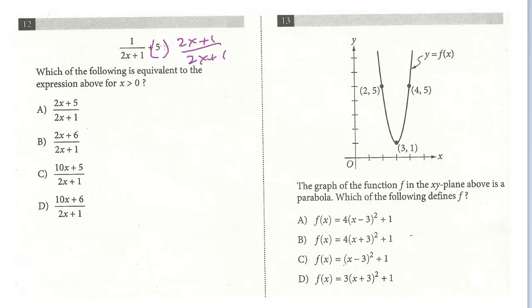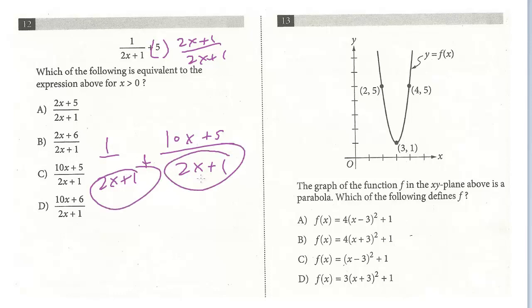And so then this becomes the right side of this equation. If we multiply this out, it becomes 10x plus 5, I'm just multiplying across, over 2x plus 1. And then the original part, I have 1 over 2x plus 1. I haven't changed it, but now I can combine these, because when you're adding fractions with the same denominator, you're just adding the tops over the denominator. So it's going to be 10x plus 6 on the top, over 2x plus 1. Okay, so the answer is D.